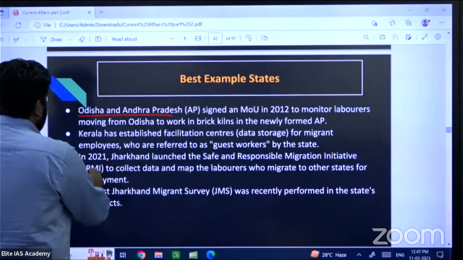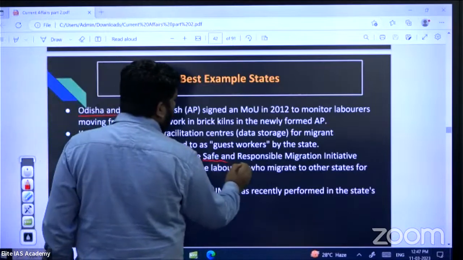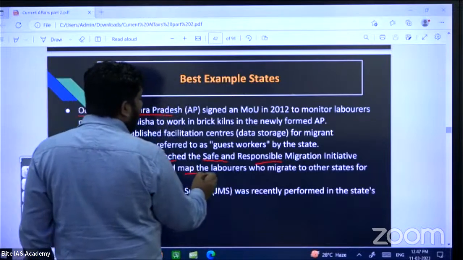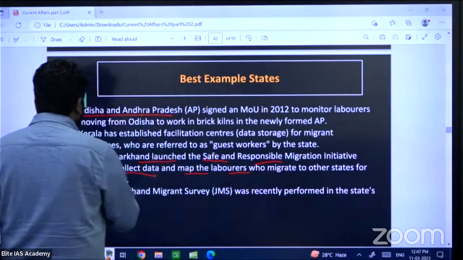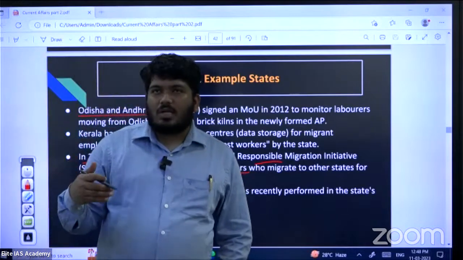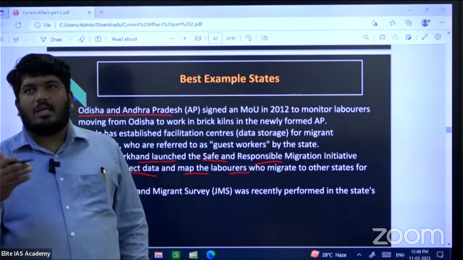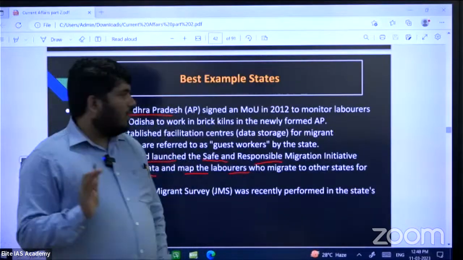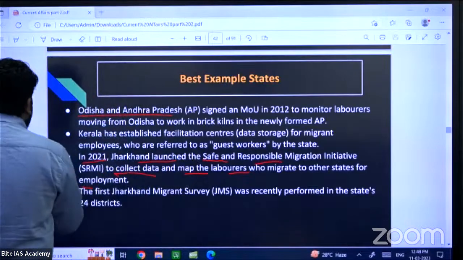Okay, in 2021, Jharkhand launched the Safe and Responsible Migration Initiative to collect data and map the laborers who migrate to other states. So even if that state is not developed, it can initiate some initiative and tie up with the developed state so that their workers can be safe and secure. So this is going on.